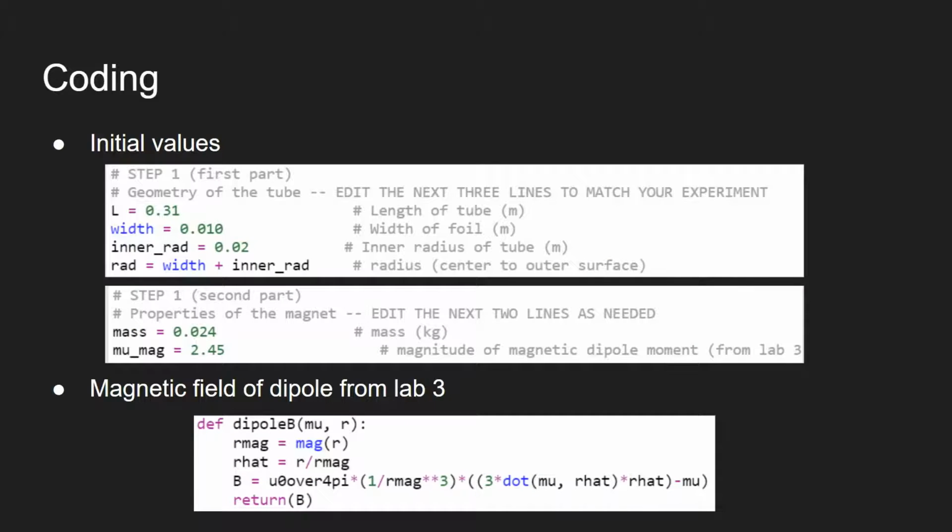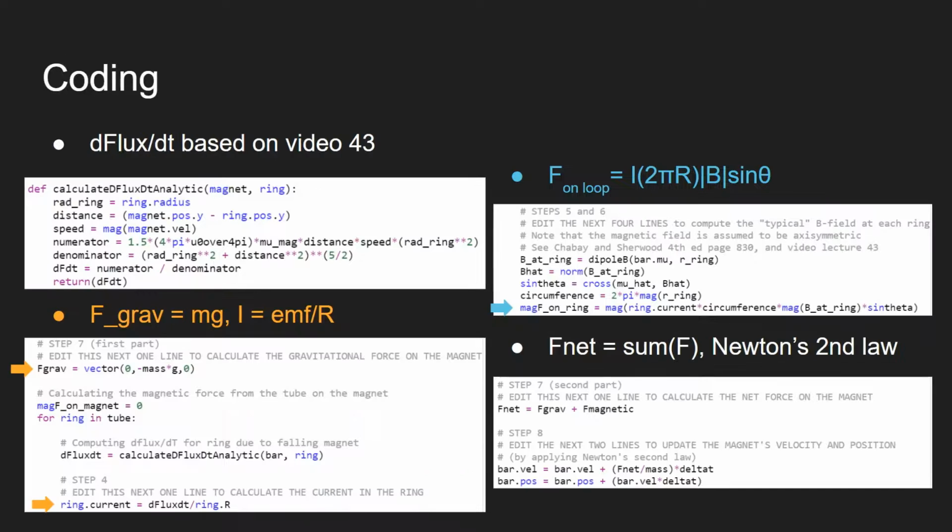To look at the coding portion, I've substituted the initial values from the previous slide into my code in order to initialize it, and I've copy-pasted the magnetic field equation from lab 3 in order to find the magnetic field of the dipole. Then, by looking at dΦ/dt, based on video 43, I was able to compute it as shown. And gravitational force, as we know, is mass times gravitational acceleration, and current was based on Ohm's law, EMF over resistance.